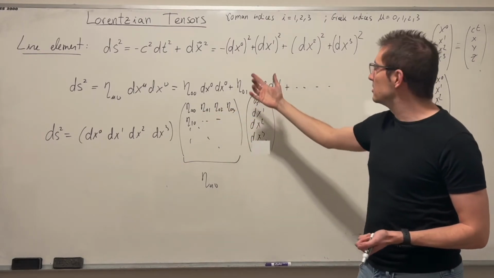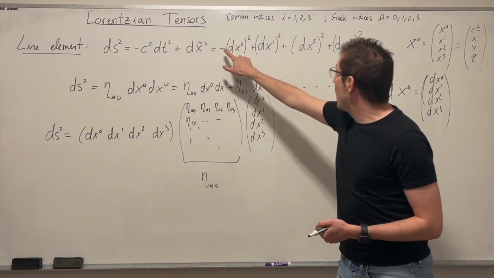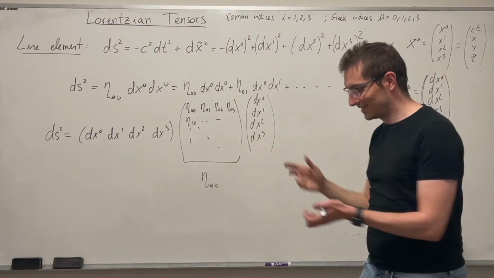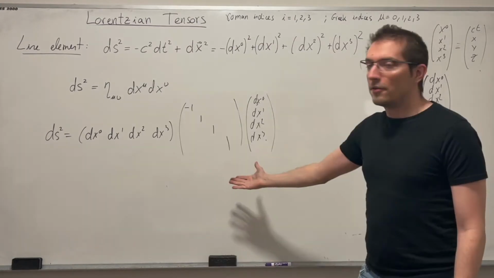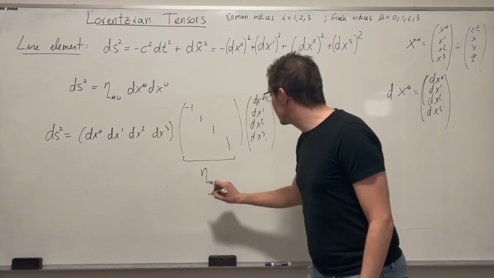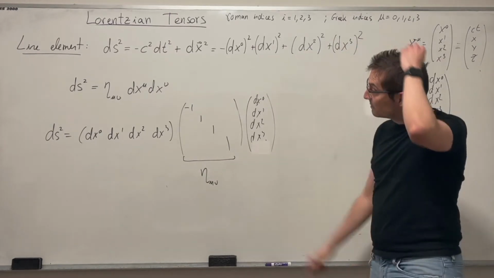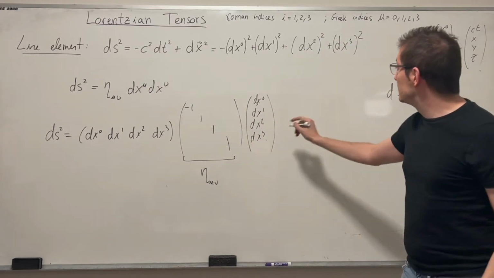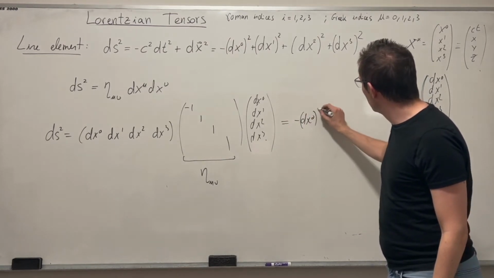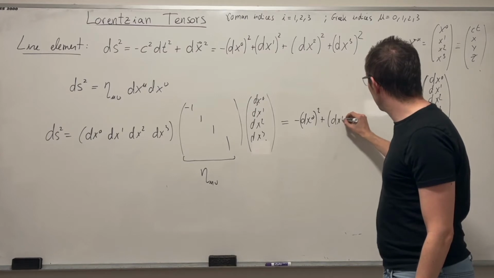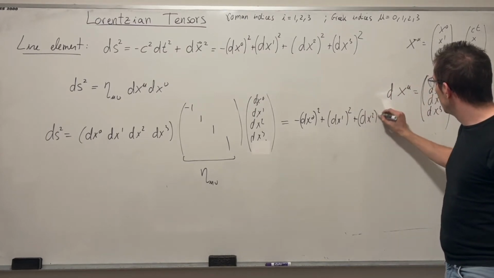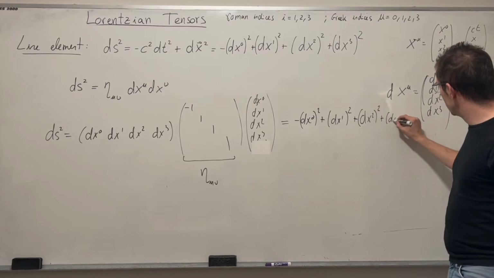And the diagonal terms, what are they going to be? Well, I can read them. A minus, a plus, and a plus. So let's write down that. Right, so if the matrix elements eta mu nu are minus 1, 1, 1, 1, then this thing is exactly equal to minus dx0 squared plus dx1 squared plus dx2 squared plus dx3 squared.